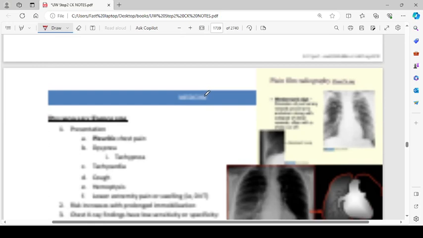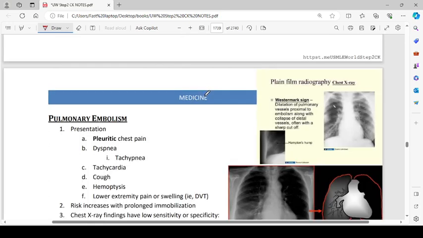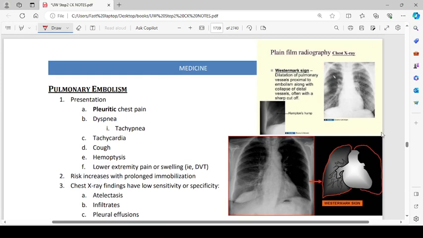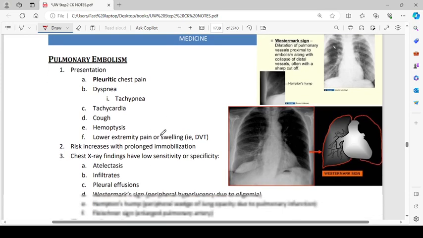Then comes pulmonary embolism. So we'll read this text and then we'll go to these Google pictures. The pulmonary embolism presentation is basically pleuritic chest pain. So it is one of the differentials for pleuritic chest pain.